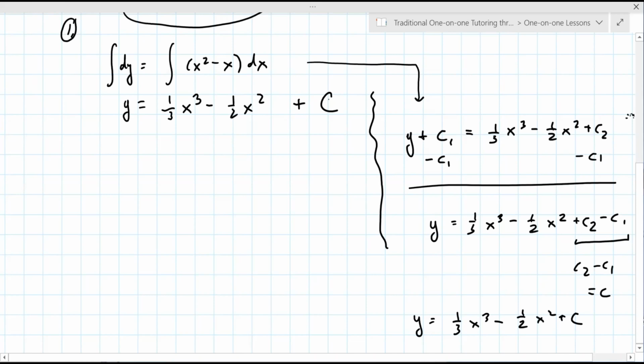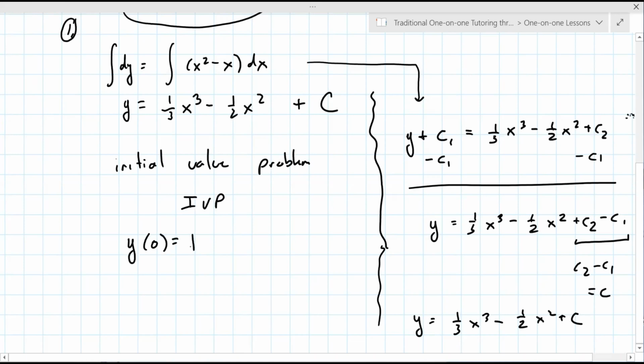So you don't have to do any of this on the right, although this is the completely correct, full version. You just need to know there's a constant of integration. Okay. And that's where this initial value problem comes in. Initial value problem, or sometimes they just say IVP for that. And that's where they tell you, okay, y of 0 equals 1.